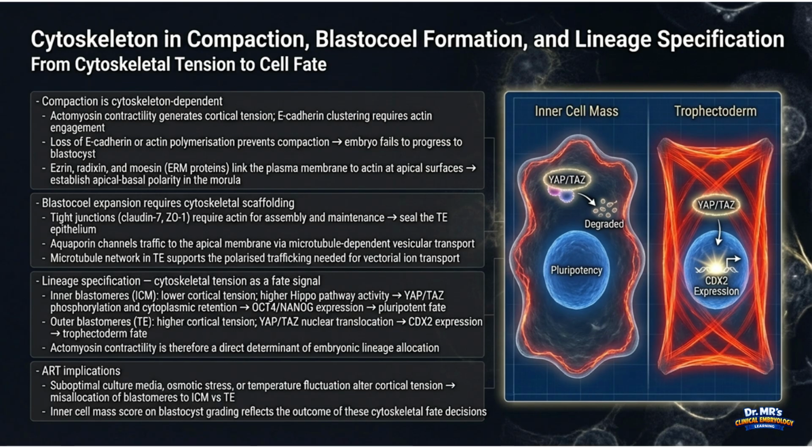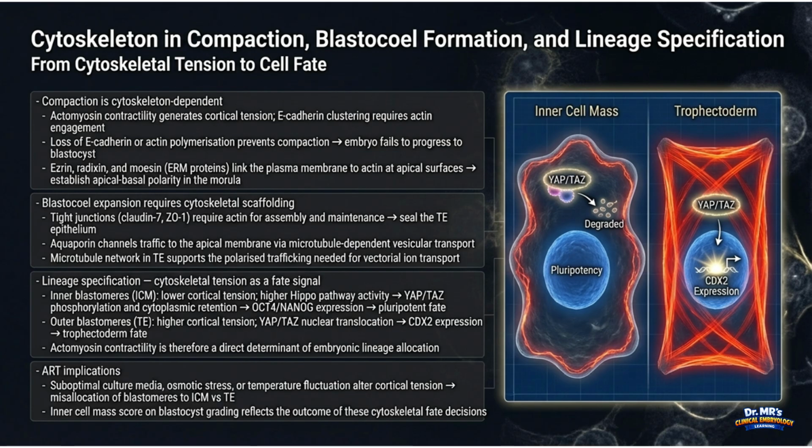Instead, those relaxed inner cells default to expressing OCT4 and NANOG, and OCT4 and NANOG are the core definitive pluripotency factors. Those low-tension cells become the inner cell mass, the future fetus. So if we connect this mechanotransduction back to the bigger picture of the IVF laboratory, mechanical tension is the upstream determinant of cell fate. It is not just chemical gradients diffusing through the embryo, it is sheer physics.